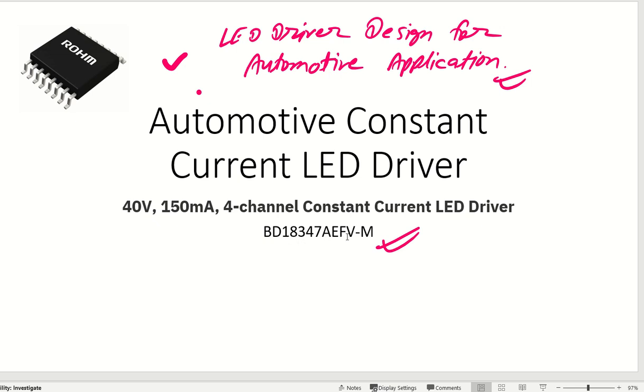The IC is the BD18347AEFV-M. This is an LED driver which can give you up to 40 volts and 150 milliamperes of current per channel, and it has 4 channels that can give you the output. So let's get into the IC itself. Through this IC explanation, you will understand what electronics design engineering is and how you can apply your learnings and concepts to design this LED driver.